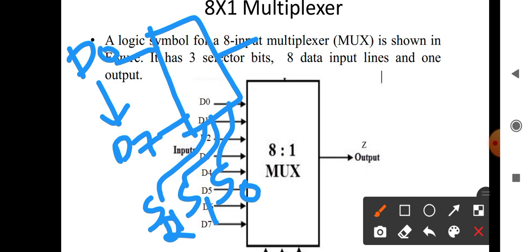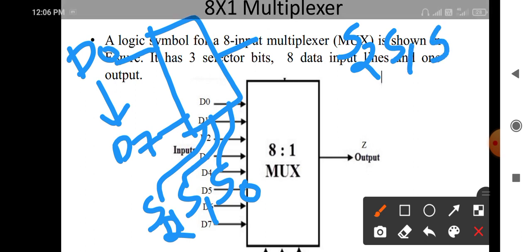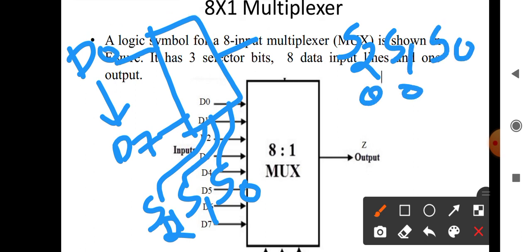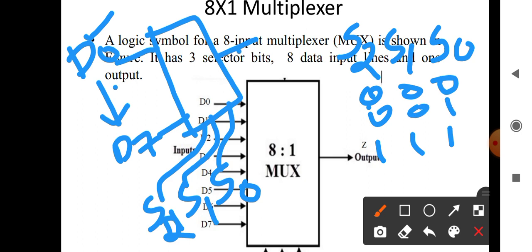So S2, S1, S0 will have combinations from 0, 0, 0 to 1, 1, 1. When it is 0, 0, 0, D0 will be selected. When it is 0, 0, 1, D1 will be selected. When it is 0, 1, 0, D2 will be selected. And when it is 1, 1, 1, D7 will be selected and given to the output line.